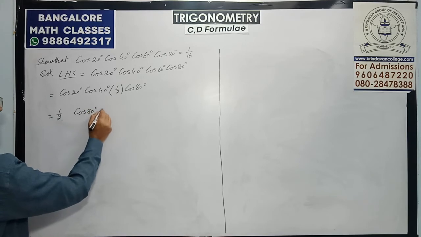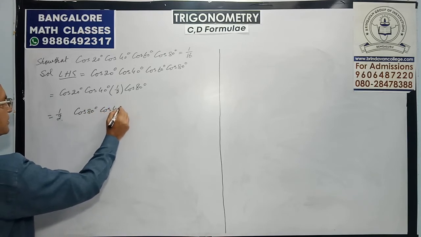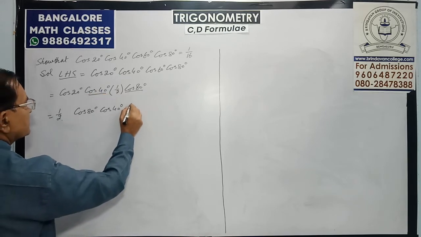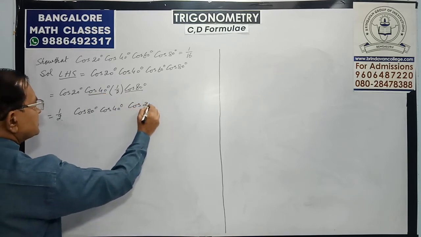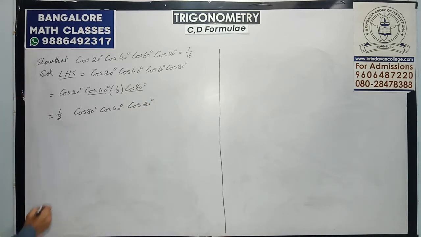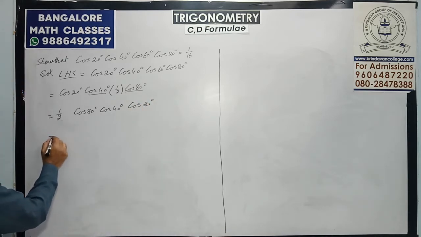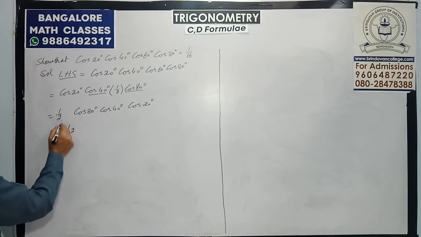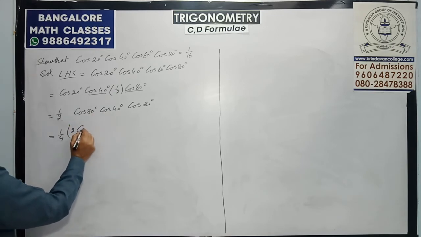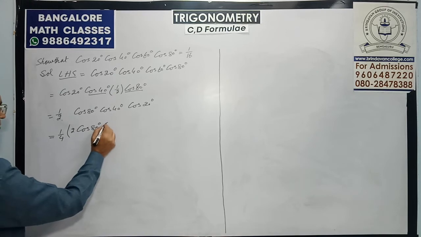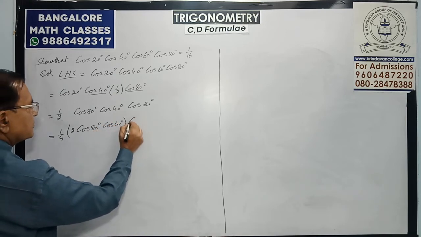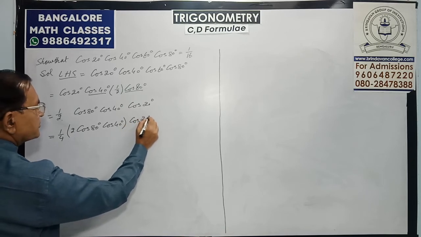Cos 80 degree, cos 40 degree, then cos 20 degree equals, put it as 1 by 4 into 2. It will give us 1 by 2. Divide by 2 and multiply by 2: cos 80, cos 40, cos 20.